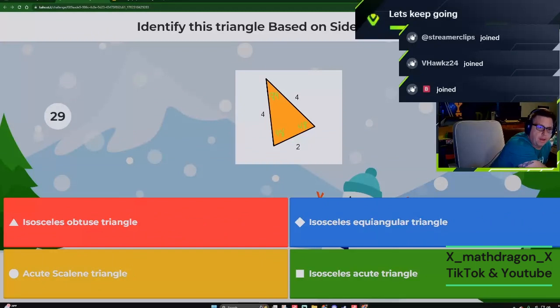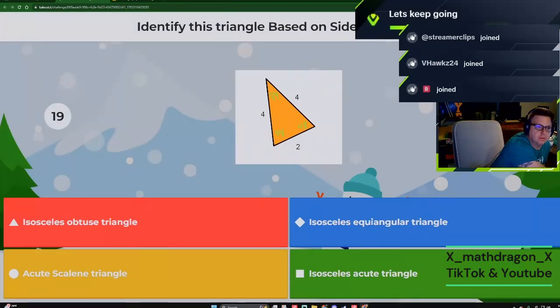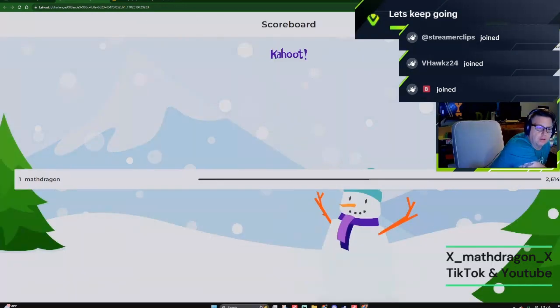Next one. I see 2 equal sides, which means 2 equal angles. The 2 equal sides talks about an isosceles triangle. Then looking at the angles, we see that they are all less than 90 degrees. So am I looking at isosceles obtuse? Isosceles equiangular? Well, if it's equiangular, it needs to be equilateral. Those two have to partner up. So it's got to be an isosceles acute triangle.